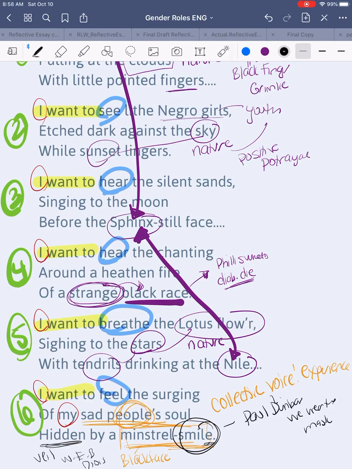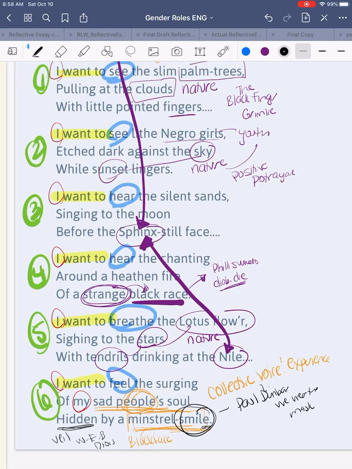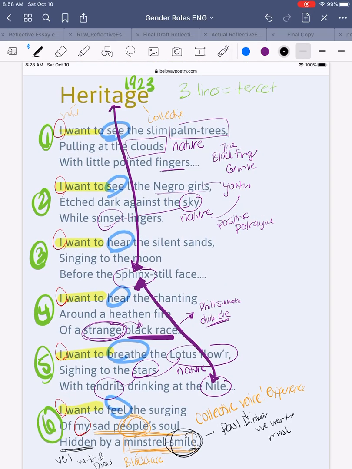So that is an analysis of that poem. Feel free to take your own notes, and based on that analysis, what do you think that the poem is communicating?